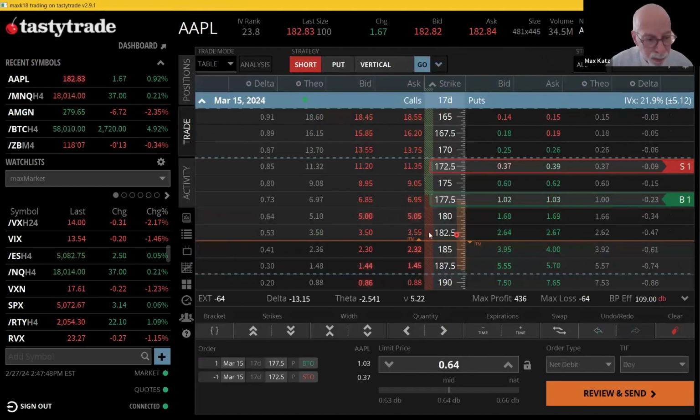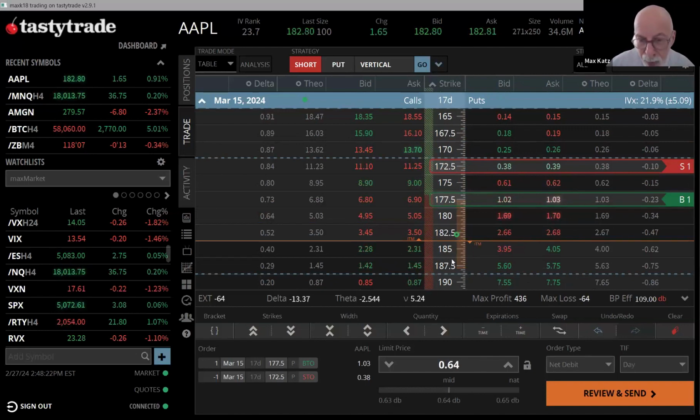And let me move this out of the way. Let's assume, it's a hypothetical example, that I'm short the 177.5, 172.5 put spread. Even though Apple's up $1.62 today, I'm worried about this short put spread. Right now it's worth about 66 cents, but I'm still concerned. I want to roll this out and down.